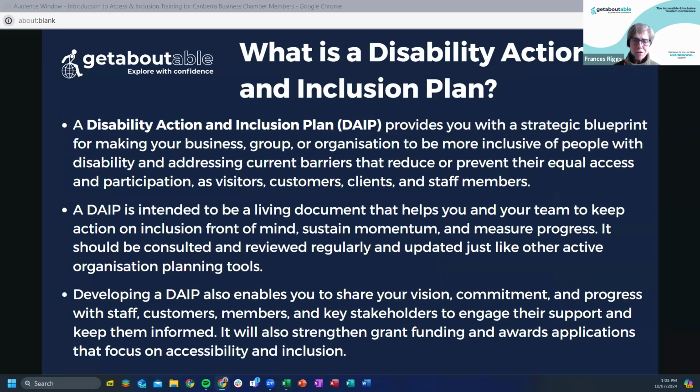One area I wanted to share before we wrap up for today is that if you're not aware, in the ACT, there will be a disability inclusion bill that will be passed by the ACT government. It's likely to be passed in August, is the advice we have from the Office for Disability at this stage. This bill will make having a disability action and inclusion plan mandatory.